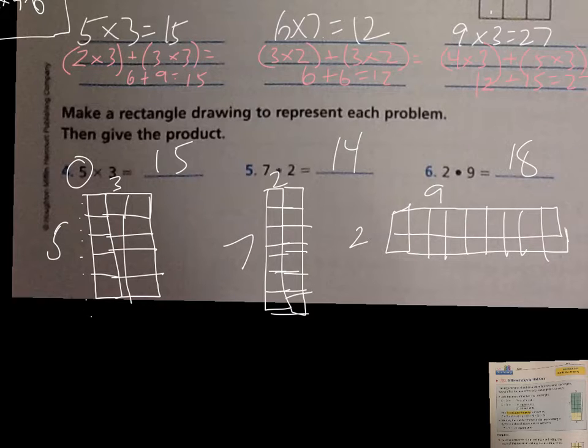Okay, so that's area drawing. That tells you there's 18 square units in here. Do you see the square units? 1, 2, 3, 4, 5, 6, 7, 8, 9, 10. You can count them. That's how many there's going to be in it.